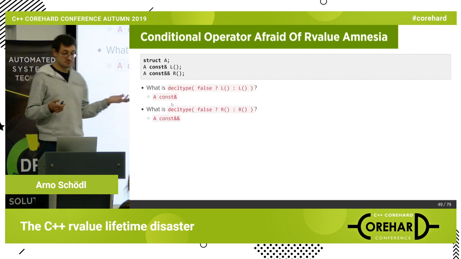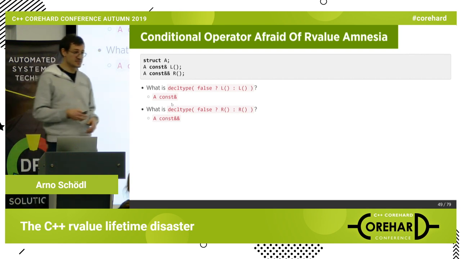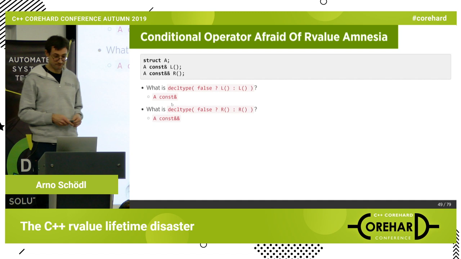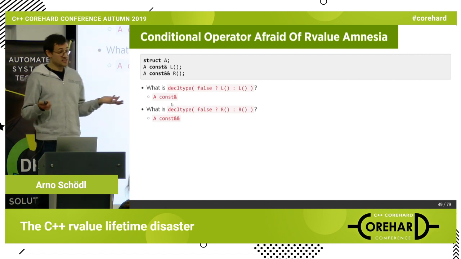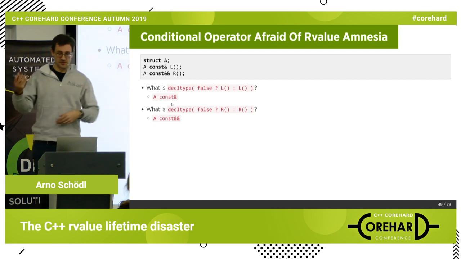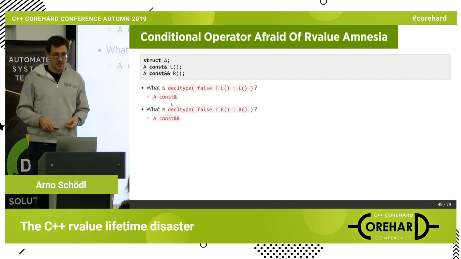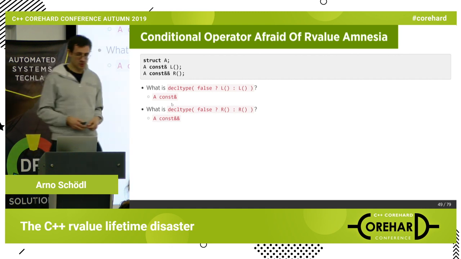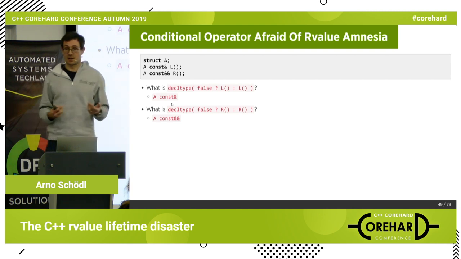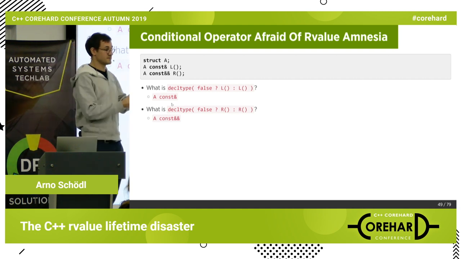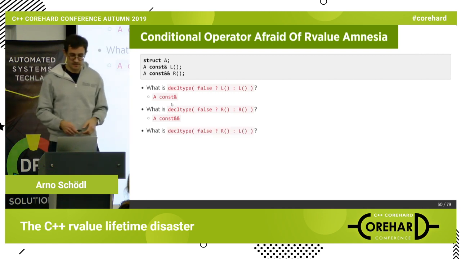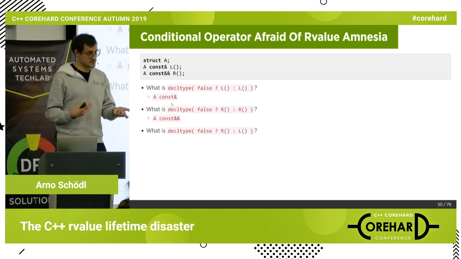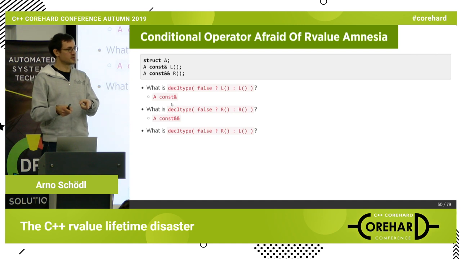Let's say we have two functions, L and R. L returns an L value reference to A, and R returns an R value reference to A. Now, as you can imagine, if you have the ternary operator, you either take one or the other, and both are L value references, you get an L value reference back. So far, so logical. If you have two R value references, you get an R value reference back. That's quite natural as well. So what if you mix the two? If you say, I either get an L value reference or an R value reference. Now, what's the type of that expression?